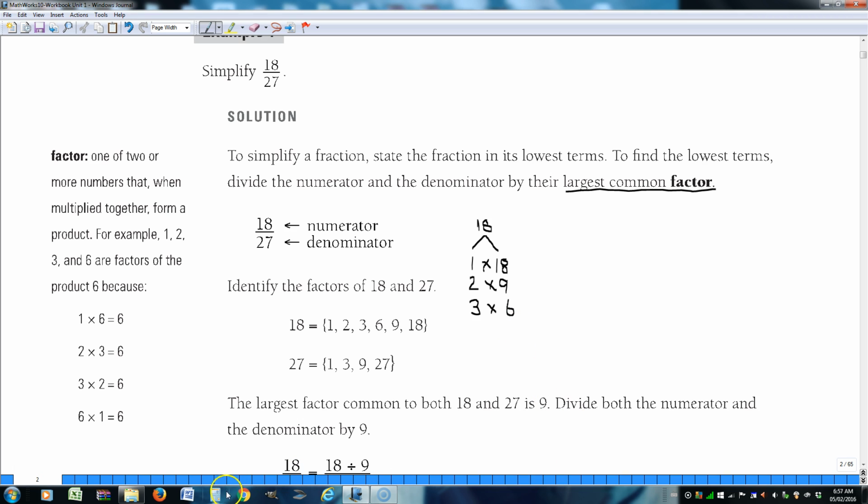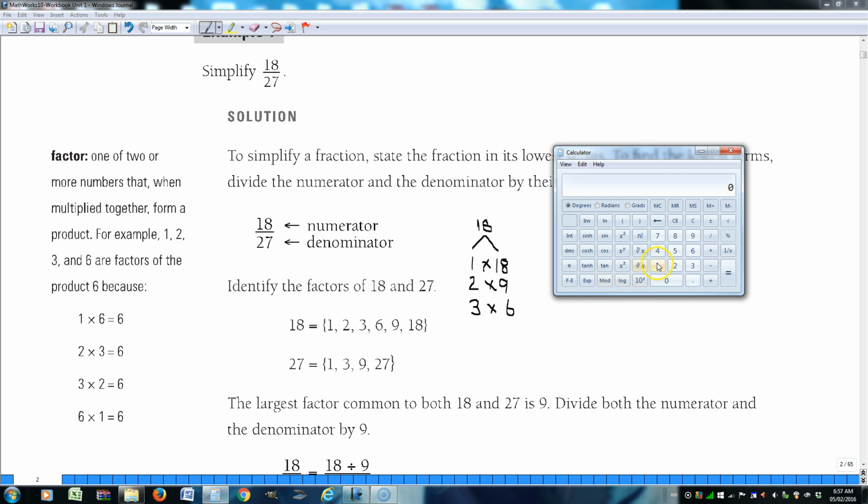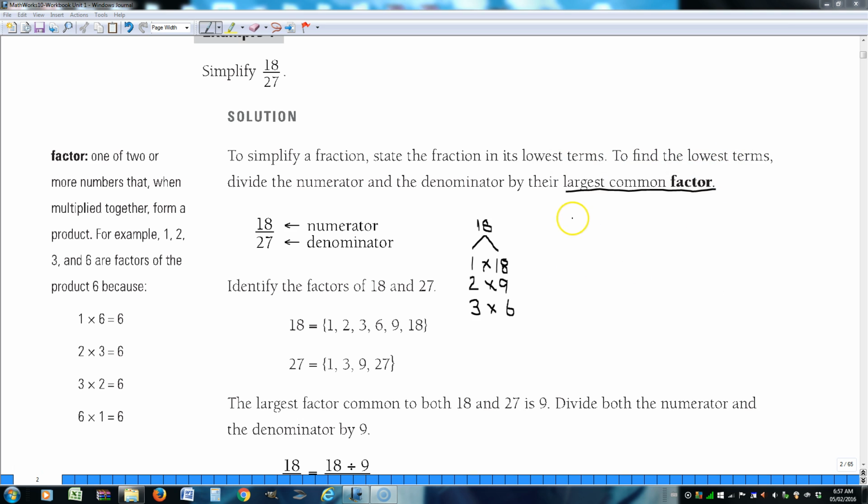Now, if you weren't sure if a number went into 18, you simply take 18 and divide it by a number, like 4. Does 4 go into 18? So 18 divided by 4 is 4.5. So it does not go in as a whole number, even number of times. So it is not a factor. 4 is not a factor of 18. All right, let's do 27.